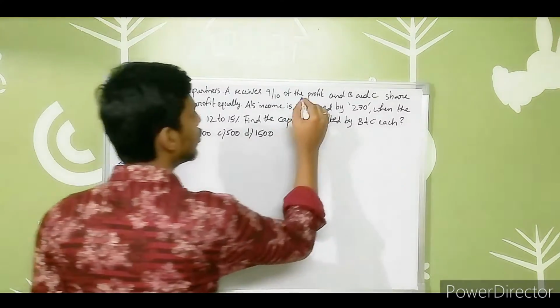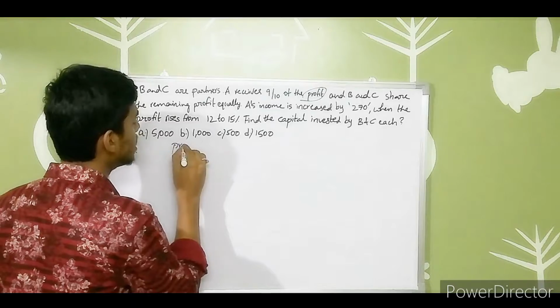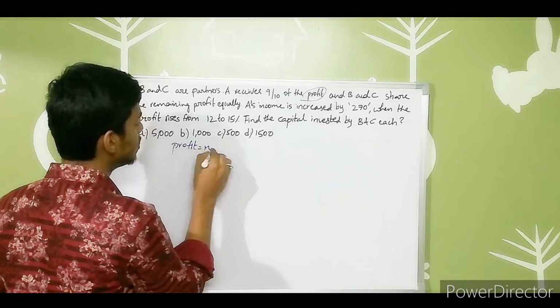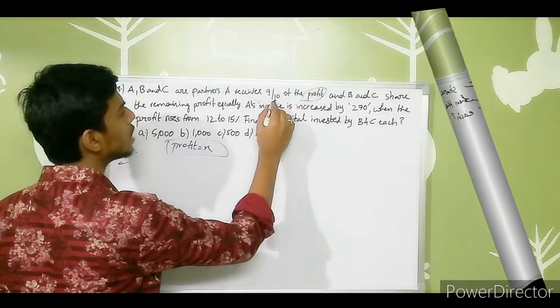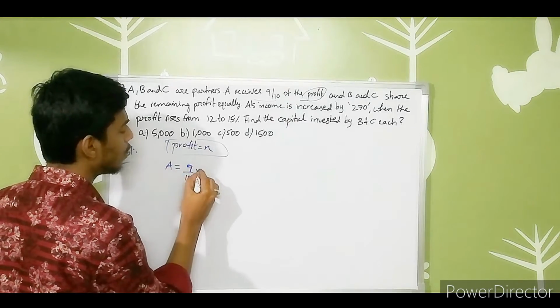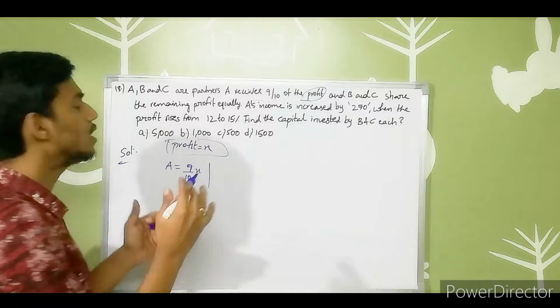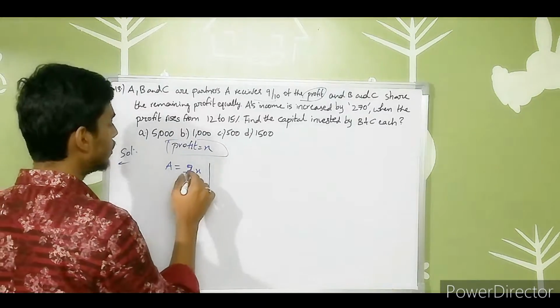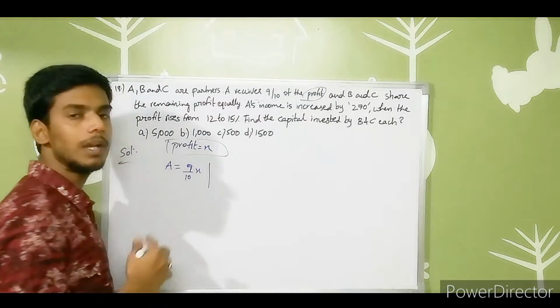So actually guys, we don't know the profit, right? So let us assume the profit as X. This is the first thing. So what is given: A receives 9/10 of the profit. So A gets 9/10 part of this profit, that is 9x by 10. B and C share the remaining profit equally.